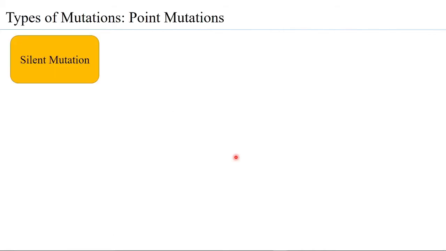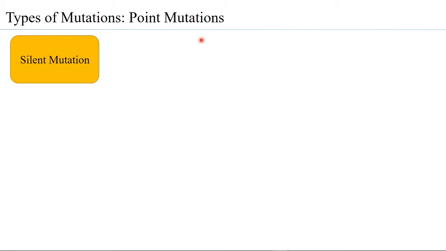Now let us look at types of mutations. Let us first begin with what are called point mutations. Point mutations are when you have a change or an alteration only on a single base. So you may have base substitution, that is a base gets substituted with another base.